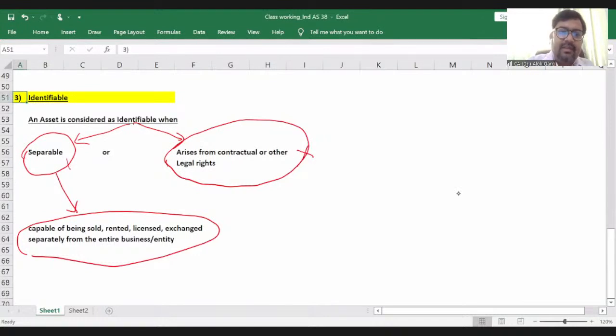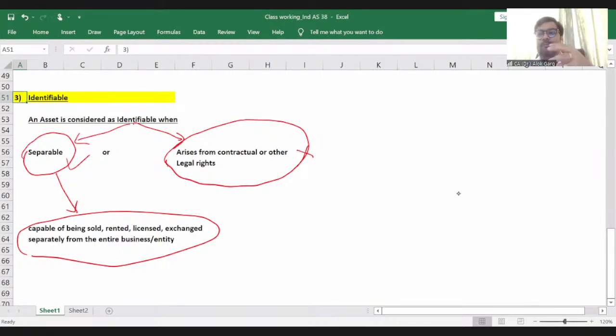So am I satisfying this condition? Let's see what the condition is. An asset is considered as separable when it is capable of being sold, rented, licensed, or exchanged separately from the entire business or entity. So if I want to sell this market share, can I sell this market share separately? Without selling my entire business, if I want to sell this market share, can I sell it?